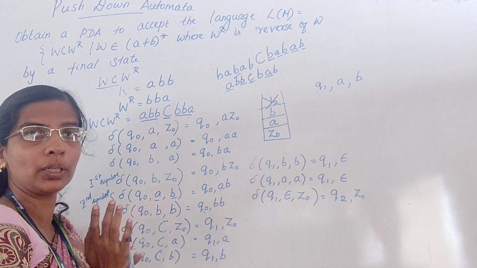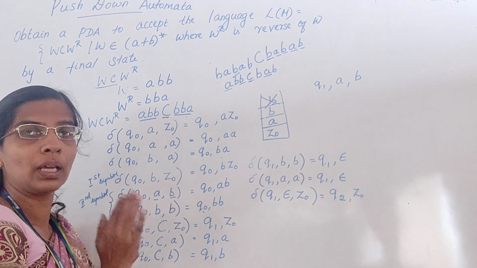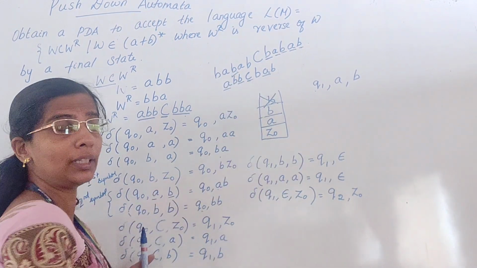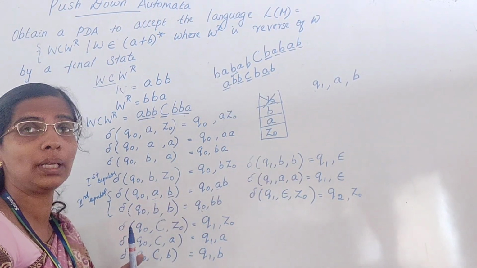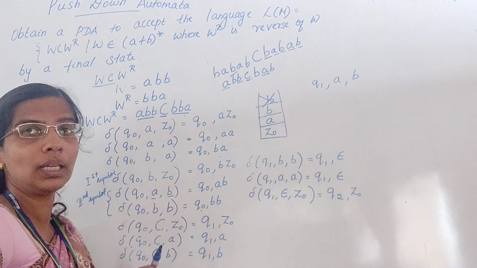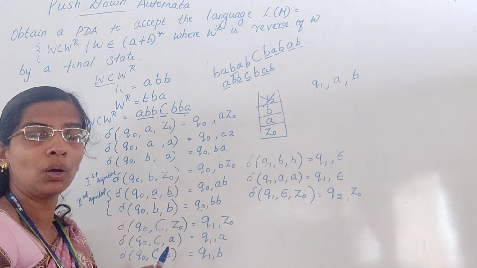Hope you understood. Now you can see the machine says it is an invalid input. A, B, B, C, B, A, B. It is an invalid input for which language? WCWR. Hope it is clear.